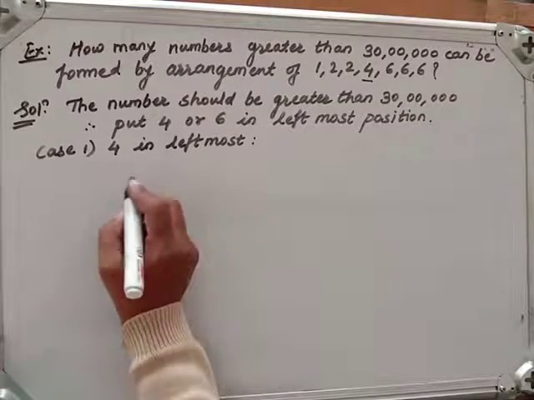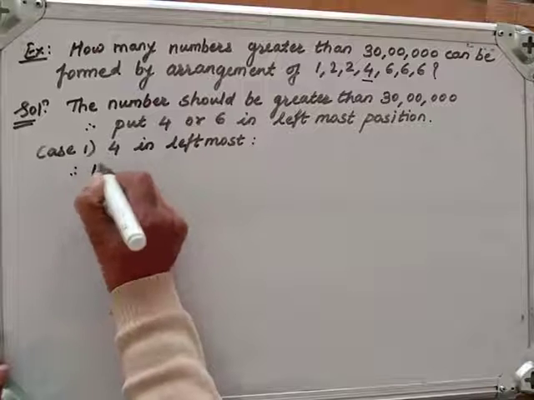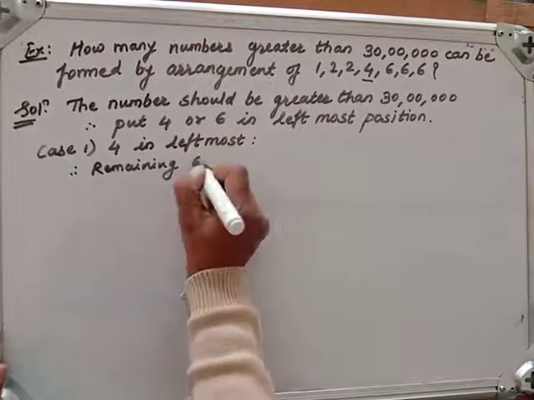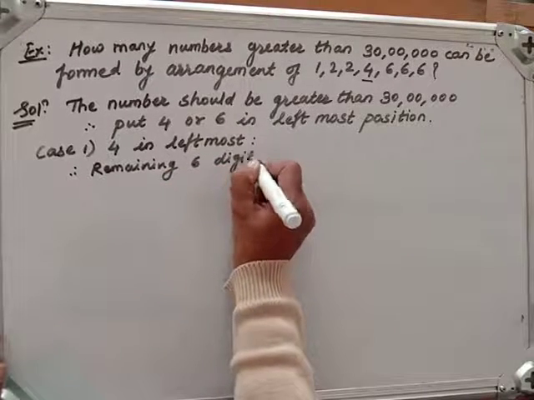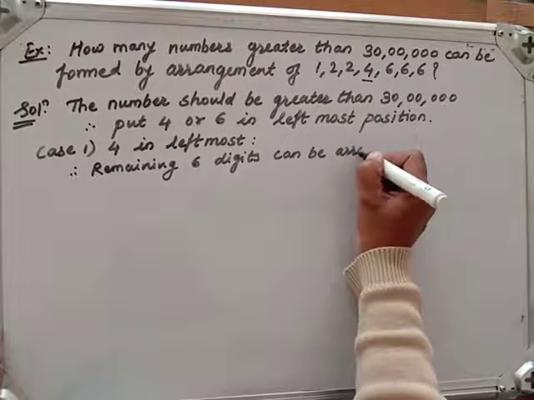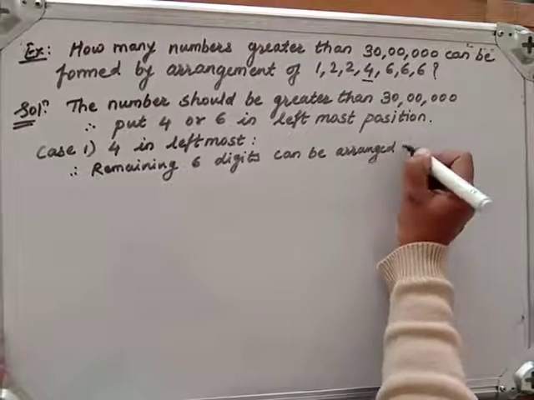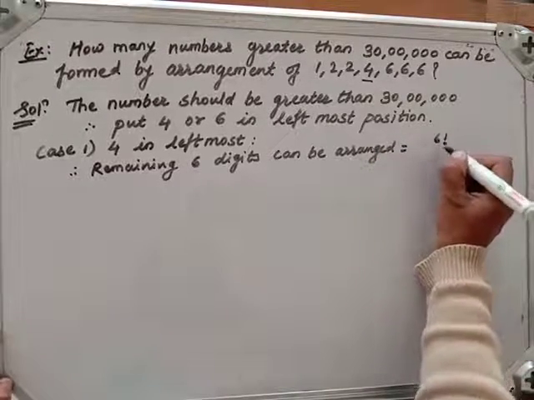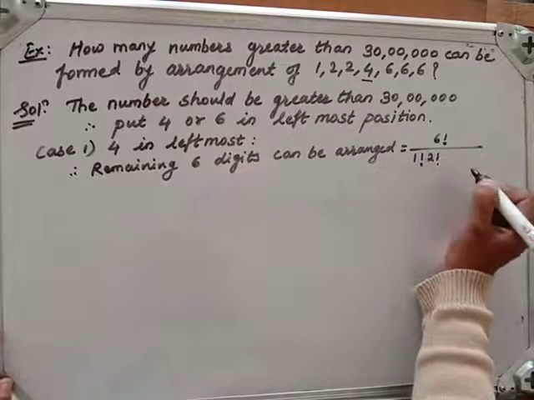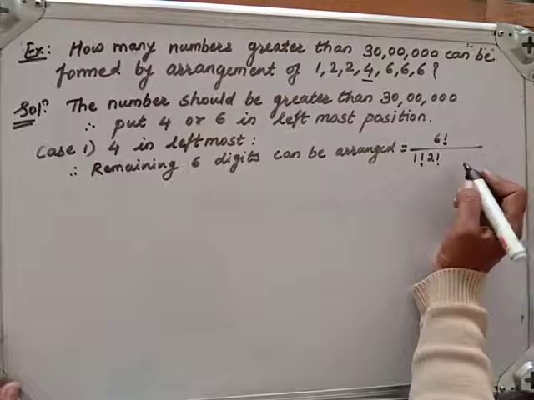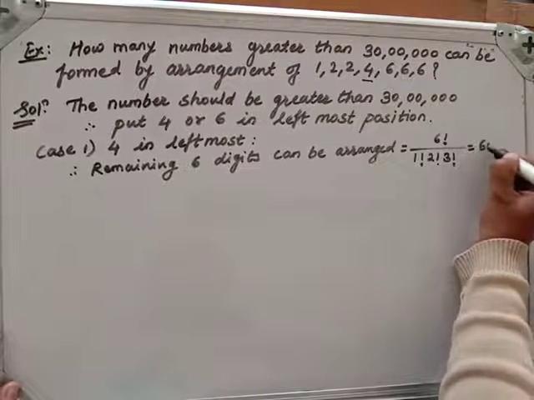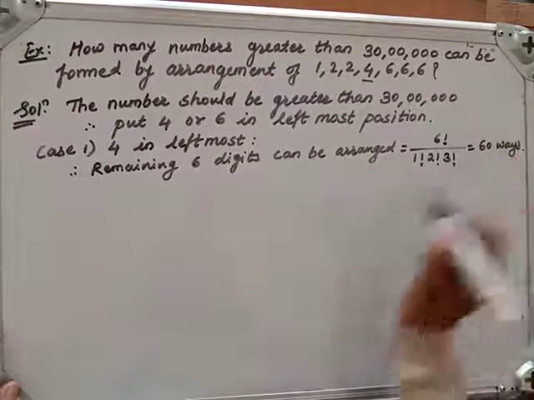So remaining are how many? 6 letters with us. So remaining 6 digits can be arranged in how many ways? 6 factorial upon, here 1 repeats once, 2 repeats twice, so 2 factorial, and 6 repeats thrice, so 3 factorial. These many ways, that are how many? 60 ways. That are 60 ways.